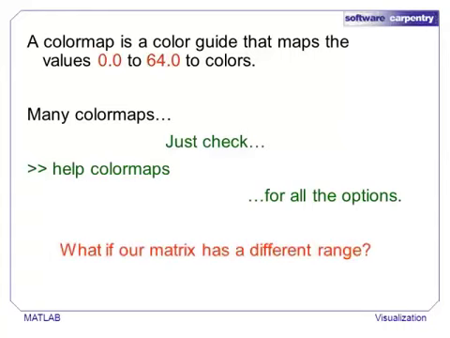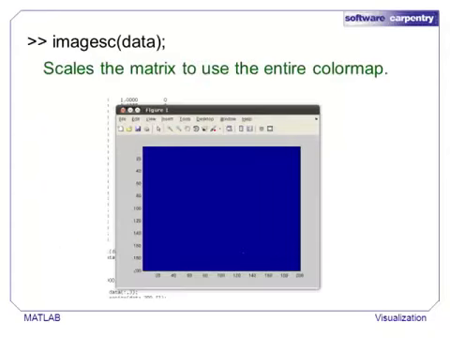An important point about image is that it expects all the values to be between 0 and 64. If the data has a different range, then it is truncated to the range 0 to 64. It is usually better to use imagesc, which rescales the values of the matrix to fit in the range 0 to 64, which ensures that the entire color map is used. Unfortunately, we still do not see an image in this data.